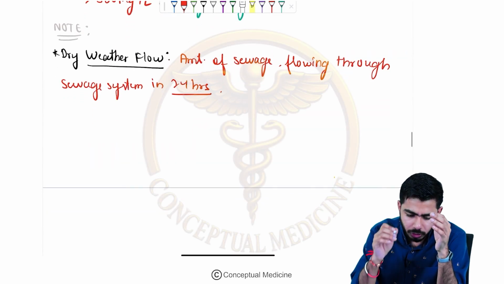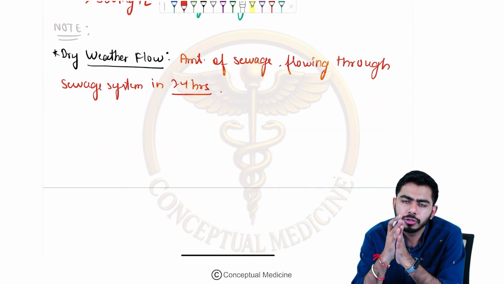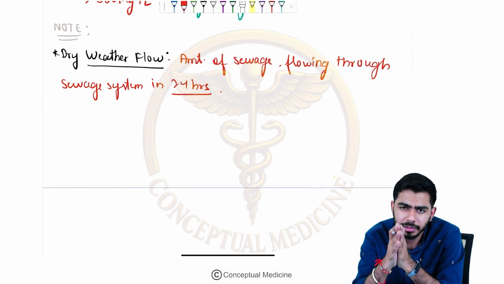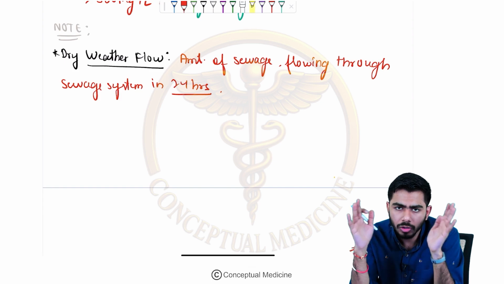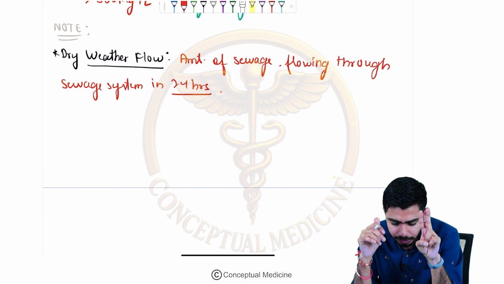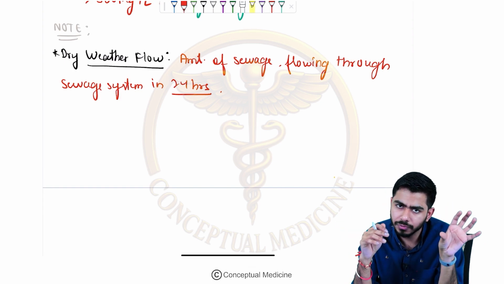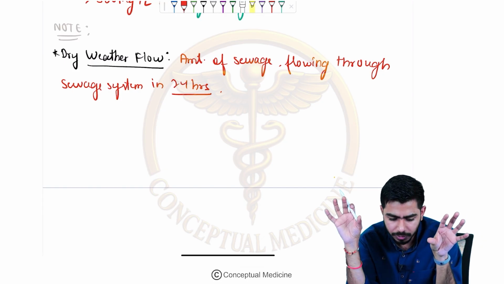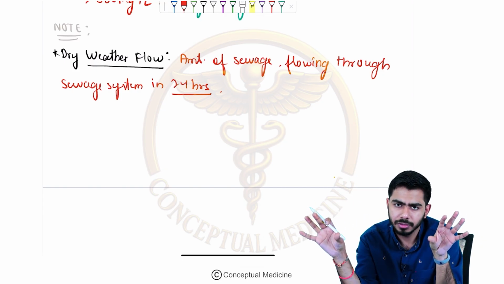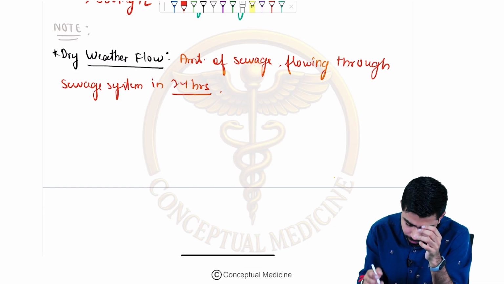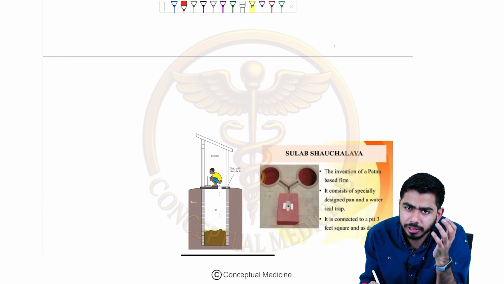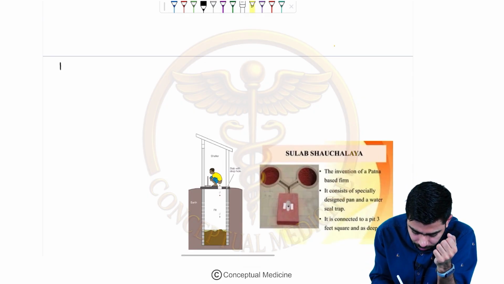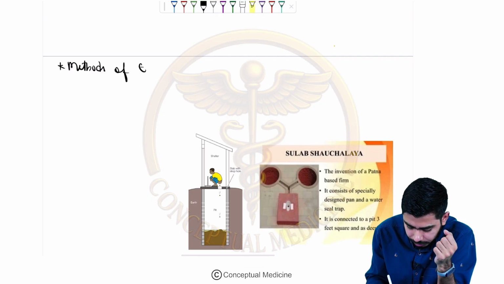Now we shall move on to the methods of excreta disposal. In excreta disposal methods, we overall have two areas: one is the unsewered areas, and another one is the sewered areas. So let's talk about the methods of excreta disposal in this category.